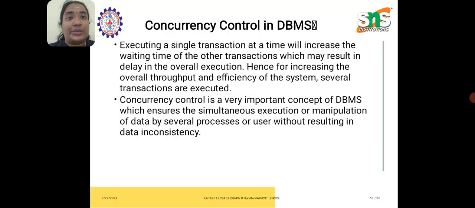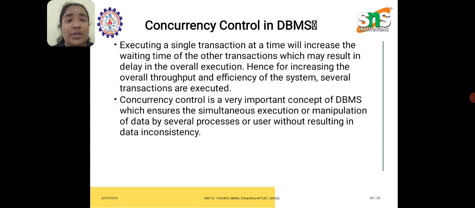Today we are going to see a topic on database management system in concurrency control problem. What is a concurrency control problem? A concurrency control problem is one that increases the waiting time of a single transaction which has been executed with the help of a single node, which may result in delay in the overall execution. Hence, for increasing the overall throughput and efficiency of the system, we need to take several transactions and get the executions done by the concurrency control system.